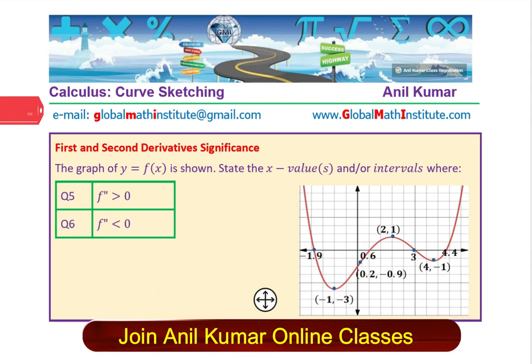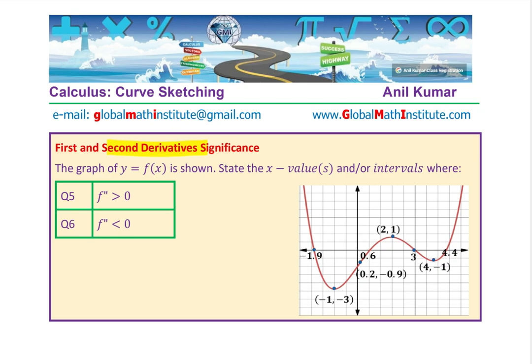Great. Let's take up question number 5, where we are now talking about the second derivative, right? So we did see the first derivative significance while we were working on increasing and decreasing interval. Now we'll focus on second derivative. So graph of this function is given. We need to find the values or intervals where second derivative is greater than 0. Now what does that mean? So question 5 is second derivative greater than 0.